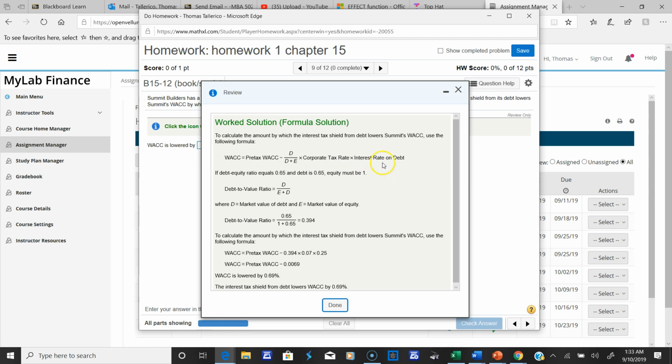Okay, so how do I get the debt to value ratio? And that's right here. That's quite easy. If the debt is 0.65, that means you set the equity equal to 1. We said the debt to equity ratio is 0.65 to 1. So we do that here: 0.65 over 1, here's the equity, so 0.65 debt over 0.65 plus 1. So we have this number here, once we go through the math and divide it.